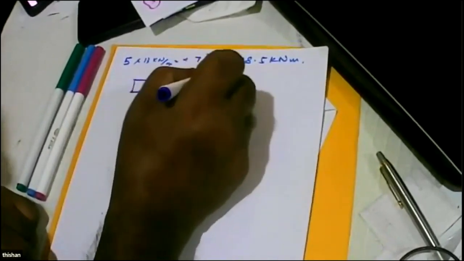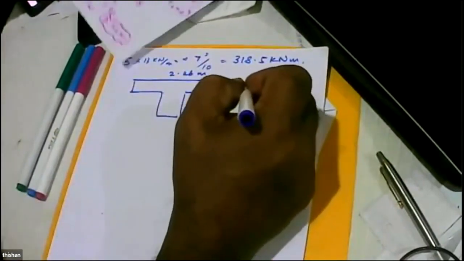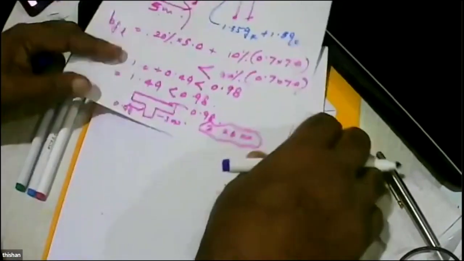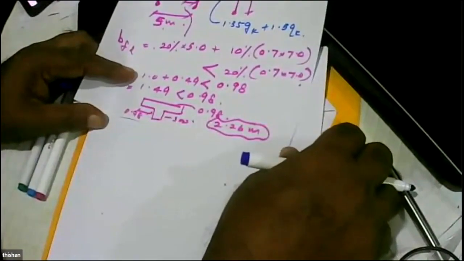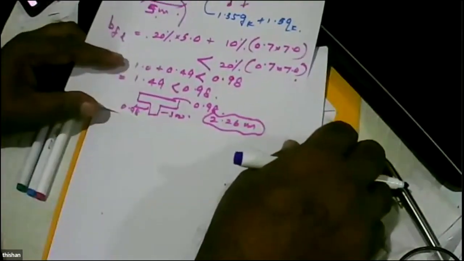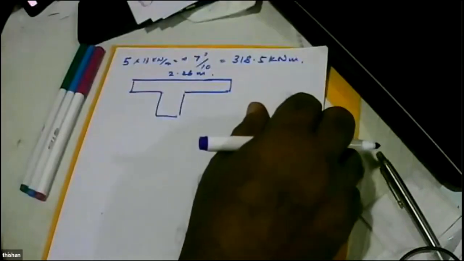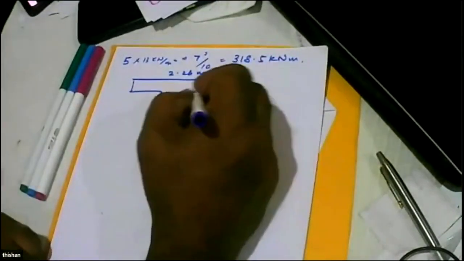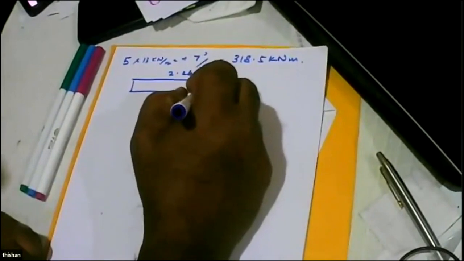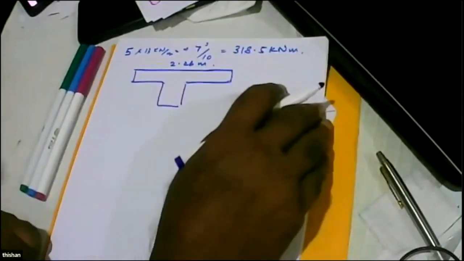2.26 meters. We calculated it earlier. Can you remember I calculated it? Yes, 2.26 meters. Yes, sir. Now, you want to design this flange beam.